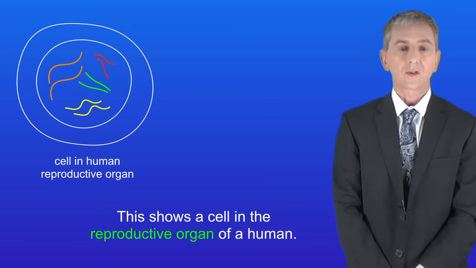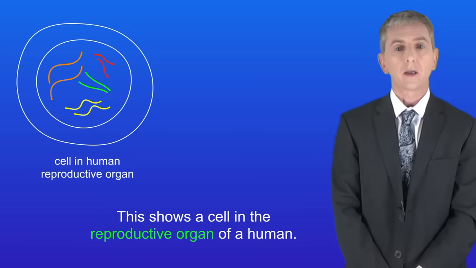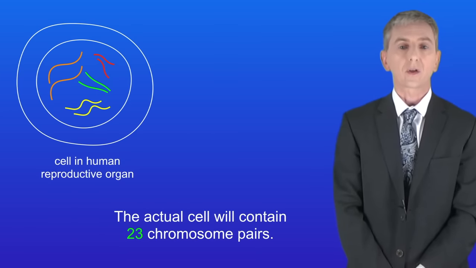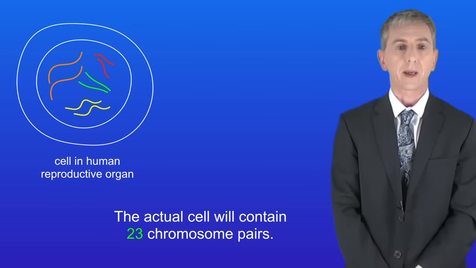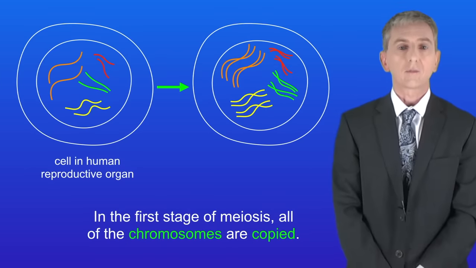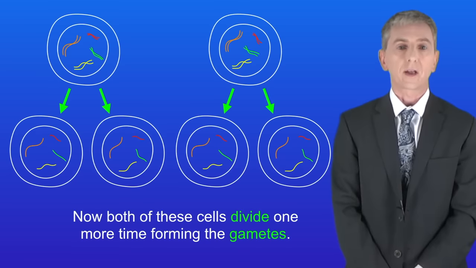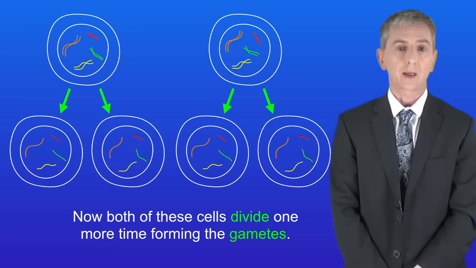So I'm showing you here a cell in the reproductive organ of a human. And again, remember that this only shows 4 chromosome pairs, but the actual cell will contain 23 chromosome pairs. In the first stage of meiosis, all of the chromosomes are copied like this. The cell now divides into 2, and we can see that here. Now, both of these cells divide one more time, forming the gametes.